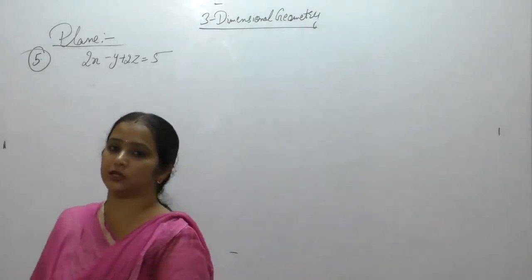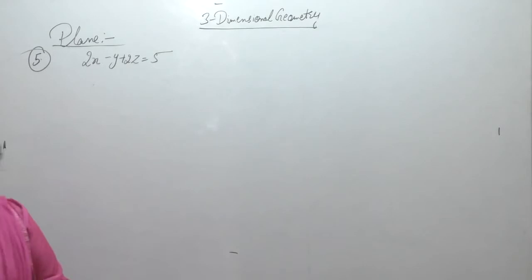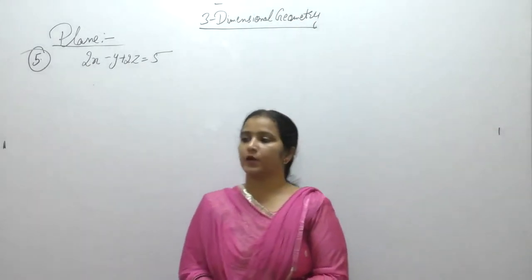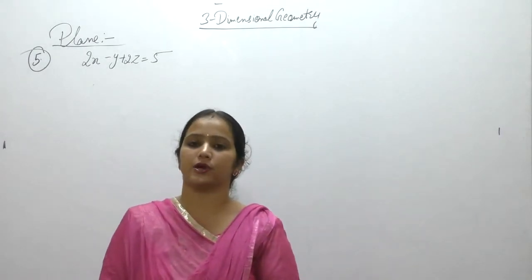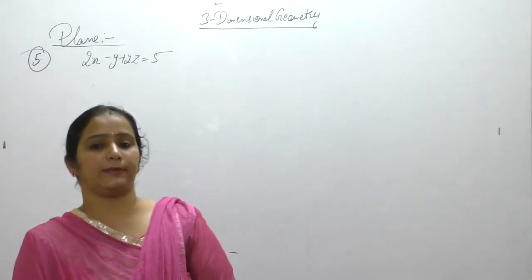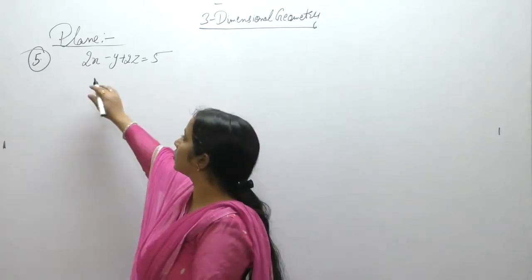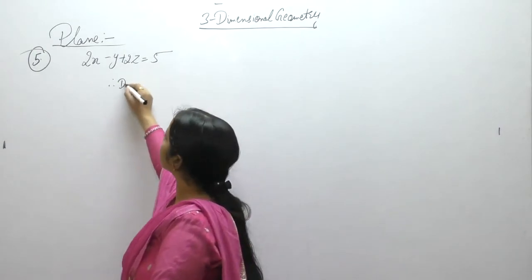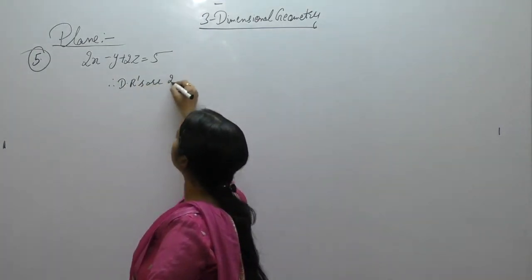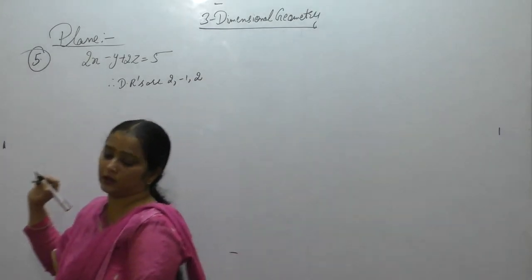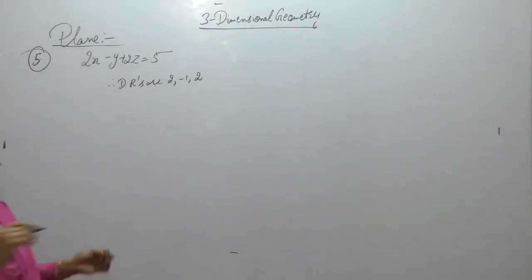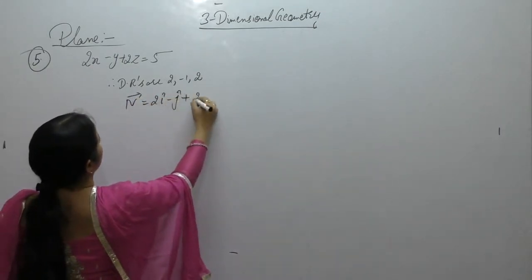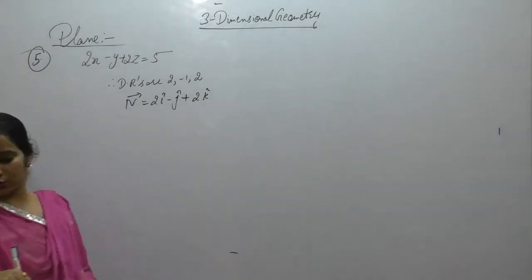We know that direction ratios of a vector normal to the plane are proportional to the coefficients of x, y and z. Therefore, direction ratios are proportional to 2, minus 1, 2. And so, n vector is 2i minus j plus 2k.